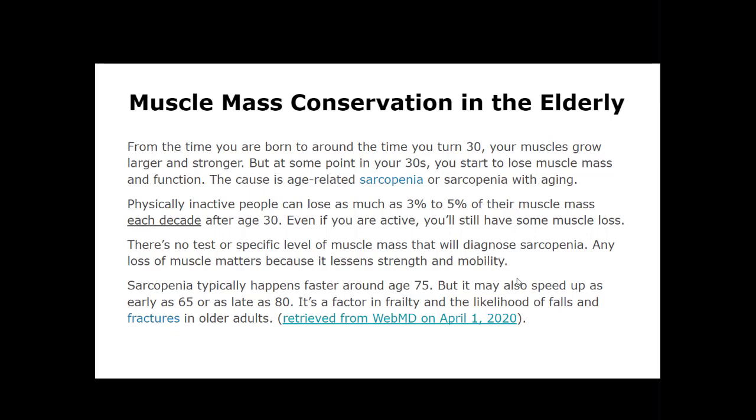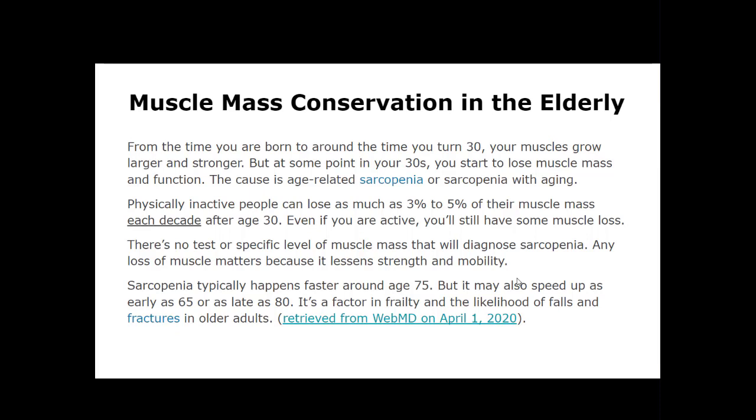When I was looking for an example, I came upon this one, which is really looking at muscle mass conservation in the elderly. It said that from the time you're born to around the time you turn 30, your muscles grow larger and stronger. But at some point in your 30s, you start to lose muscle mass and function. The cause is age-related sarcopenia, or sarcopenia with aging. Physically inactive people can lose as much as 3% to 5% of their muscle mass each decade after age 30. Even if you're active, you still have muscle loss.